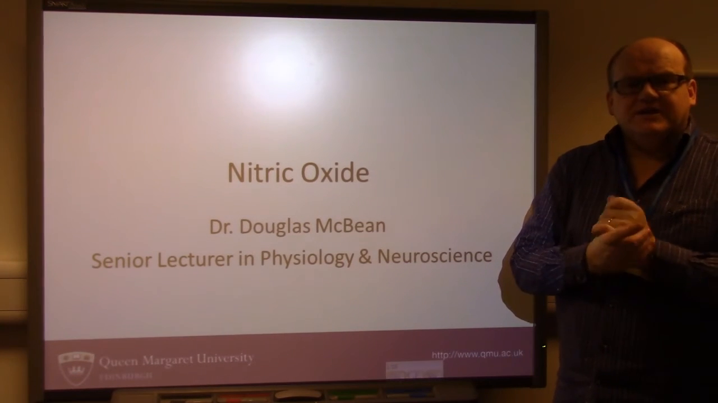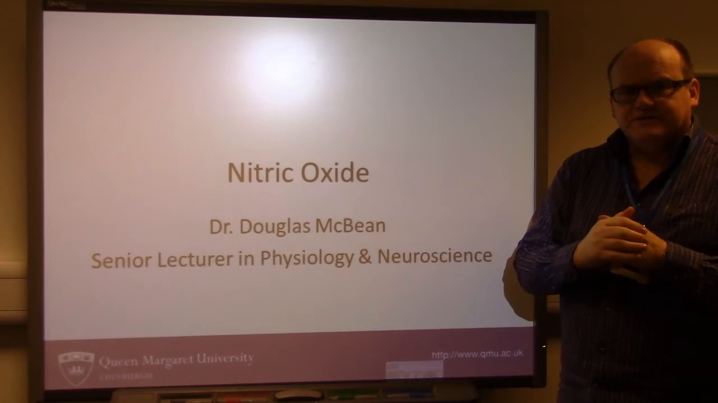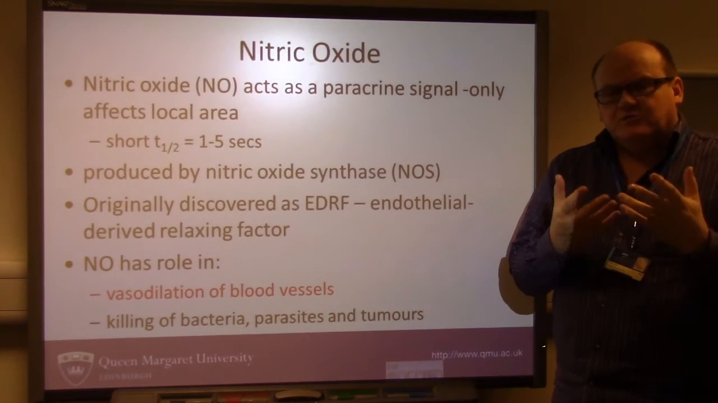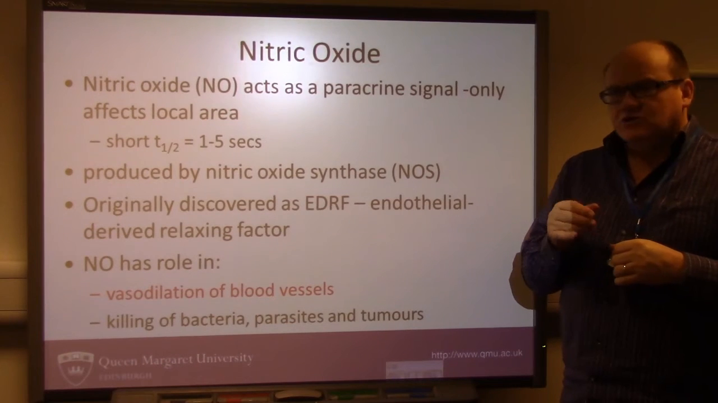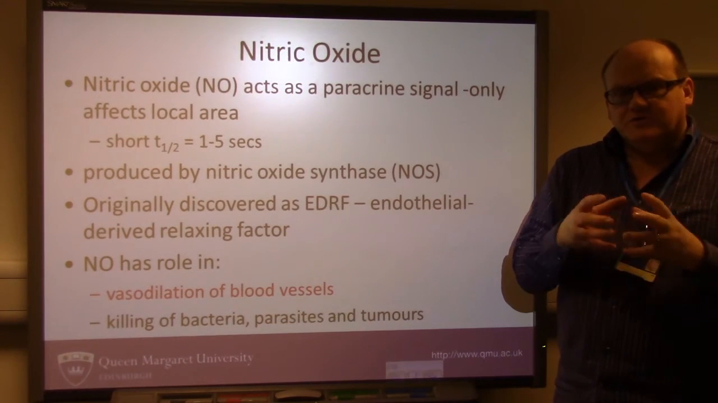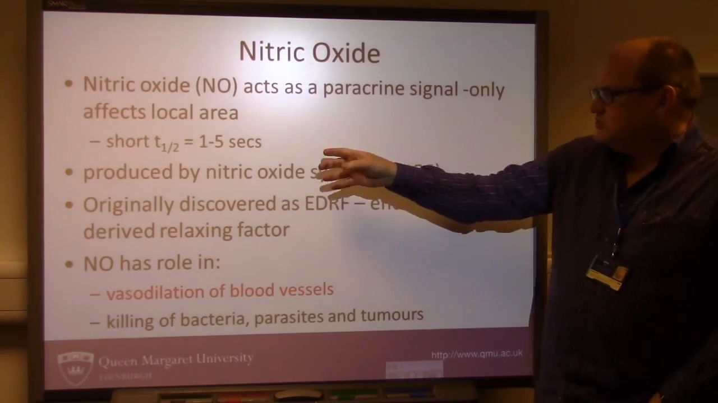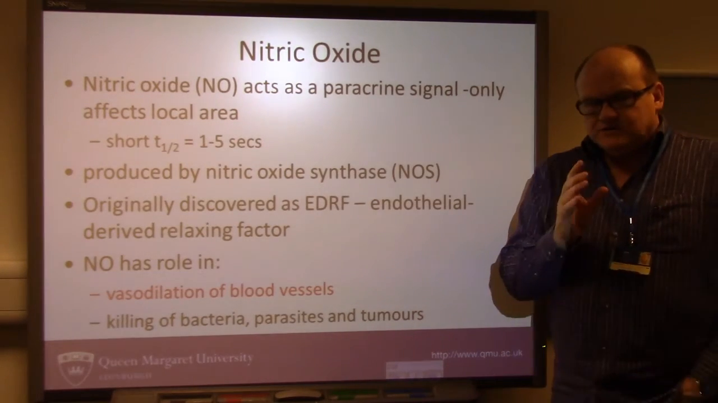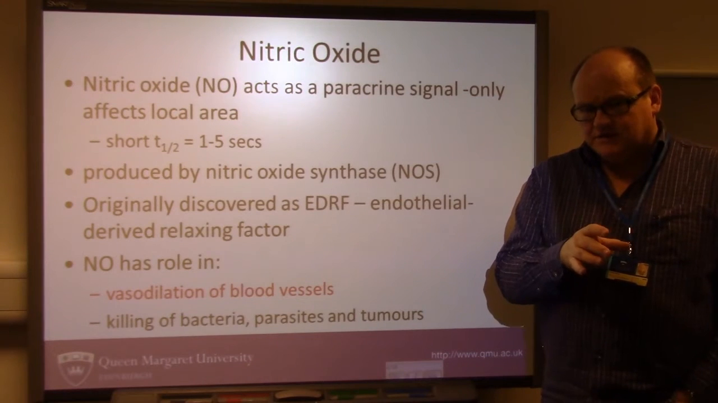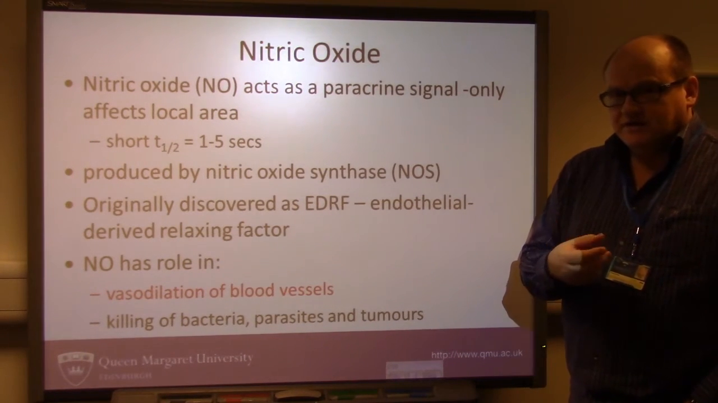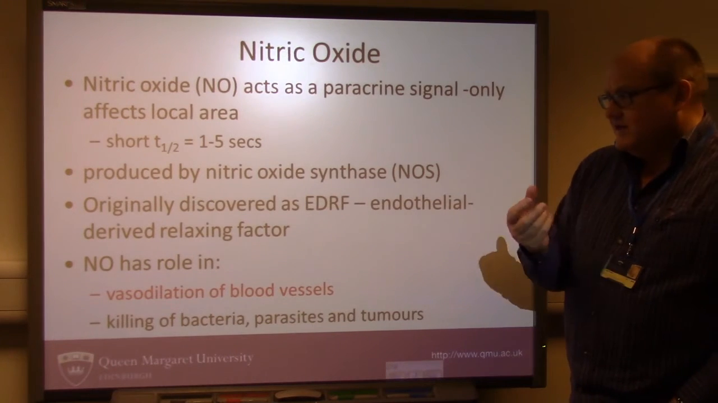Hello, welcome on to today's lecture, which is on the topic of nitric oxide. Nitric oxide acts as what we call a paracrine signal. That means it only affects a local area. So wherever you find it, that's where it's working. And the reason for that is its very short half-life. It's only got a half-life of a few seconds. So that means that very quickly, after it's released, it's going to be broken down and become inactive.